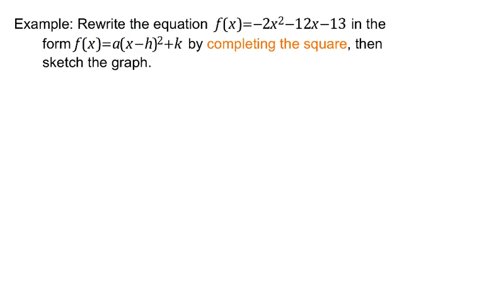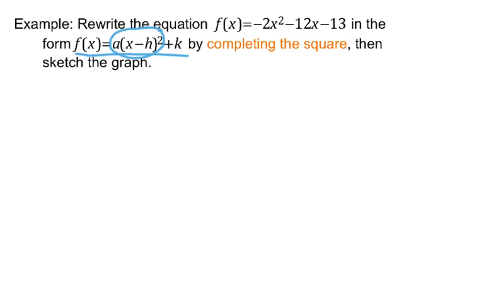So let's look at f of x equals negative 2x squared minus 12x minus 13 and rewrite that equation in that form that I was hoping for. And the way we're going to do it is we're going to bring back what is now becoming an old friend, completing the square. That's because we want to create this squared term that you see right here. Now, this will look pretty much like completing the square has looked before, a little bit different, and we'll point out a few differences as we go along.